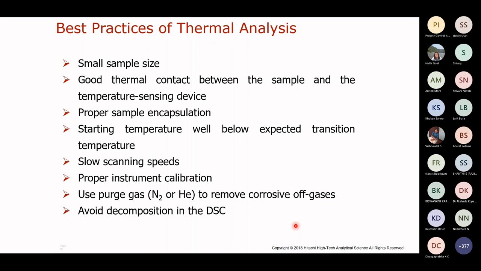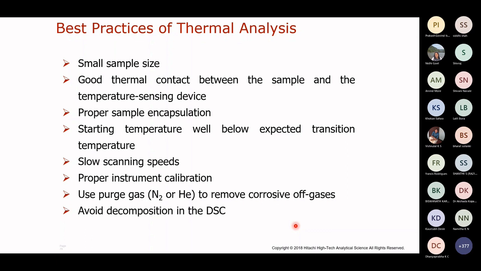What are the best practices one should follow in thermal analysis? One should always use a small sample size. A small sample size will ensure good thermal contact between your sample and the temperature sensing device. The sample has to be encapsulated properly in DSC. The starting temperature should be well below the expected transition. It is always advisable to use low scanning speeds of 5, 10, or 20 degrees per minute to get good information. The instrument should be calibrated once a month or once in 2 months and so on. That protocol has to be designed by the individual laboratory as per your good laboratory practices protocol.